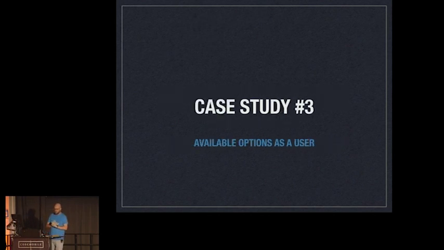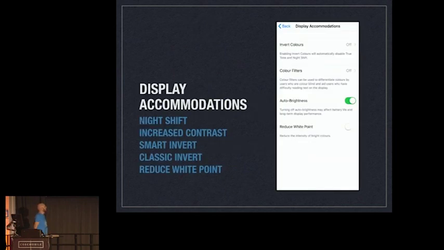So, okay, well, as a user now, not as an app developer, as an app user, as a mobile phone user, iOS or Android, obviously it's predominantly iOS-based talk, what options do we have available? So going back to the accessibility options we saw before, there's a few there, and there's a lot more than this, but I picked out the ones that I thought were more relevant to the topic. So obviously there's night shift, which we all remember from, I think it was iOS 9.3 that came out. Increased contrast, smart and classic invert, and also reduced white point.